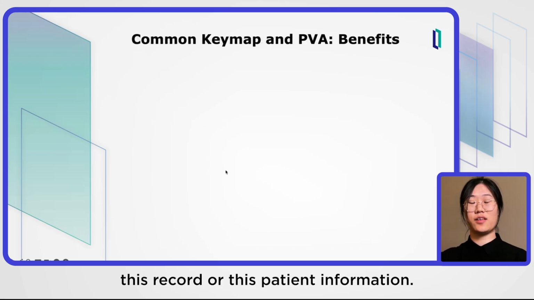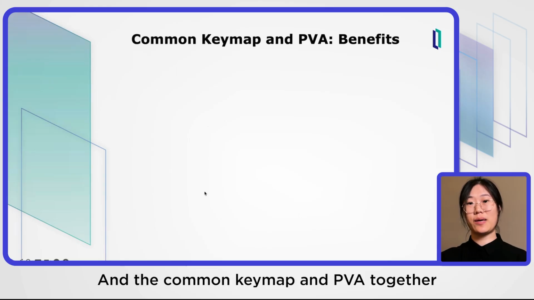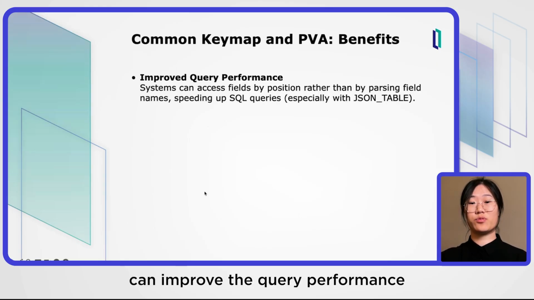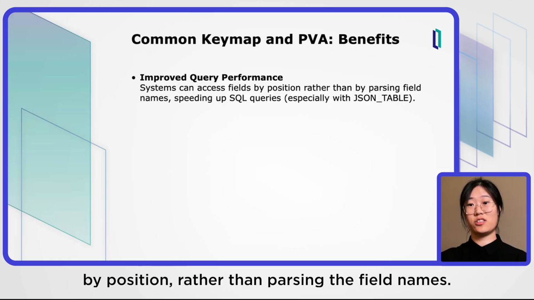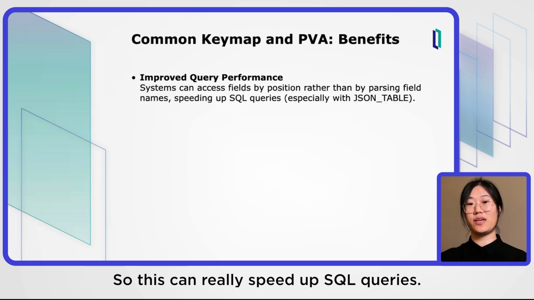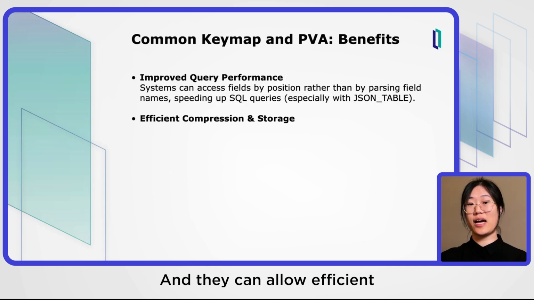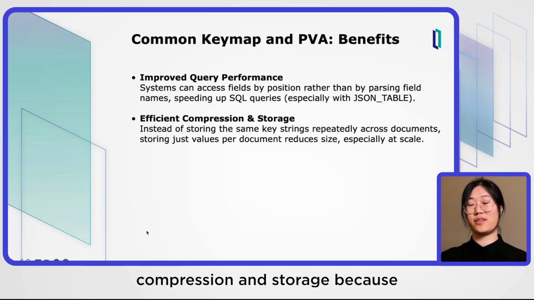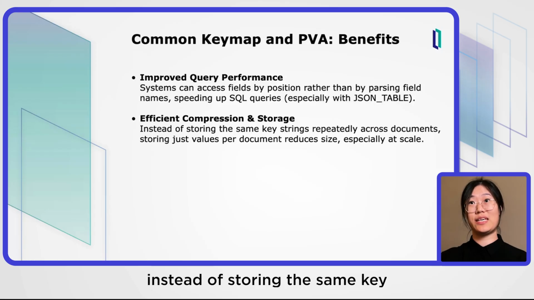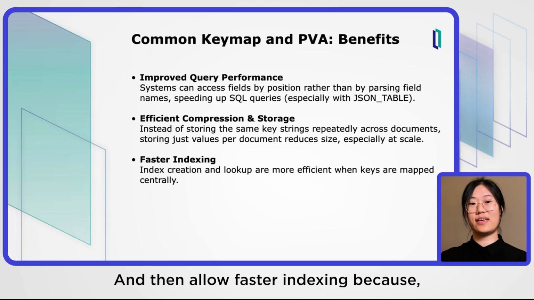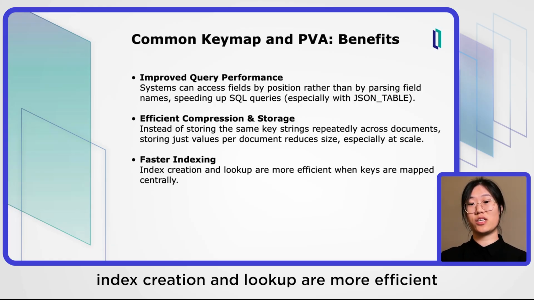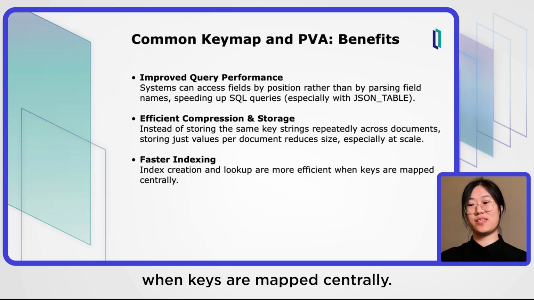And the common key map and PVA together can improve the query performance because the system can access fields by position rather than parsing the field name. So this can really speed up SQL queries, and they can allow efficient compression and storage because instead of storing the same key repeatedly, you can just store it essentially once, and then allow faster indexing because index creation and lookup are more efficient when keys are mapped centrally.